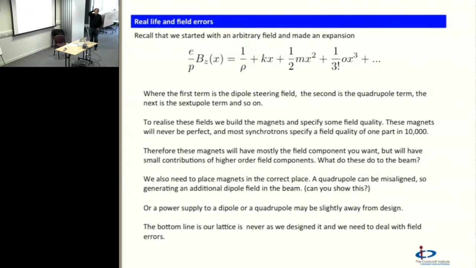Then ATLAS came along and said, I need like 40 meters to put my detector in. So you have to have an insertion. Real life accelerator design is errors and misalignments.